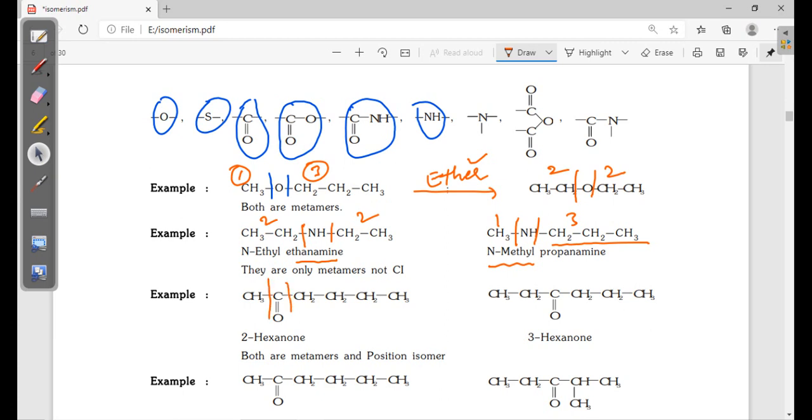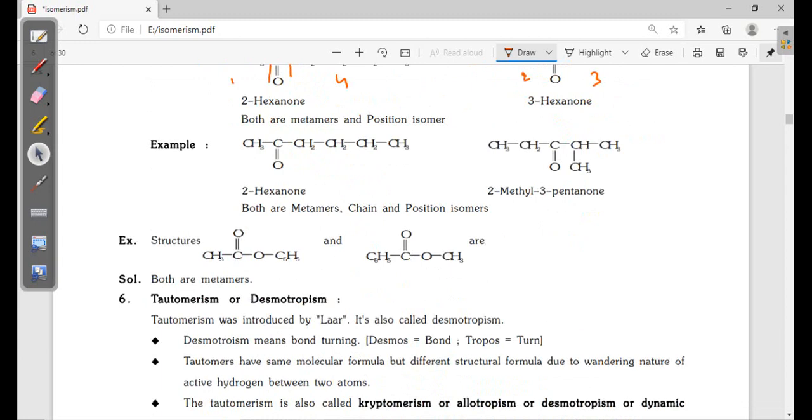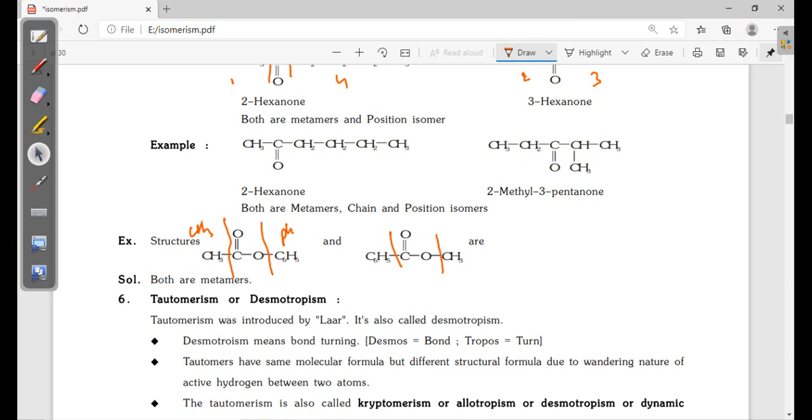Next, C double bond O. In the case of ketones, 1, 2, 3, 4: four carbons and one carbon here, and two carbons and three carbons. You can see the same examples. In the case of esters, it is phenyl and methyl. Of course, here phenyl and methyl are there, but the thing is here the oxygen attached is phenyl, and here the oxygen attached is methyl. So these are also metamers.